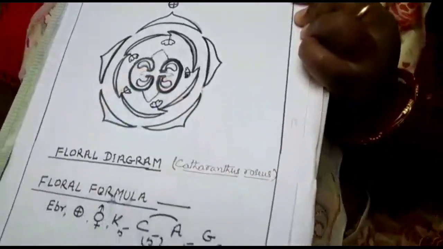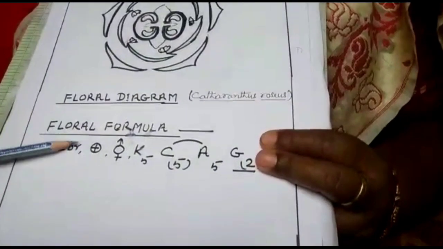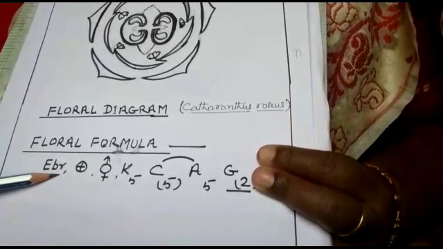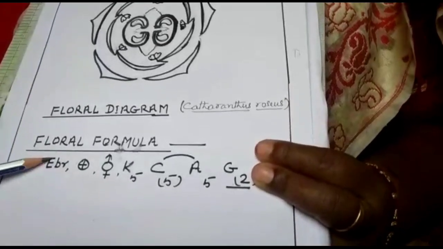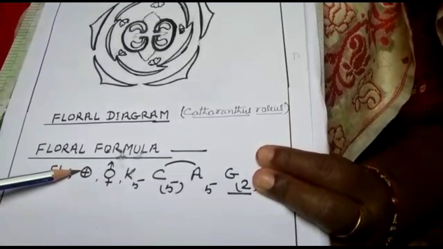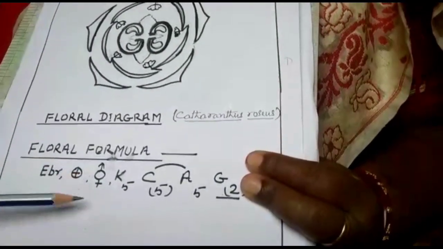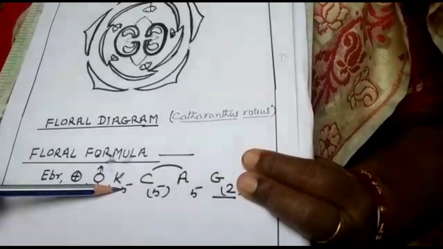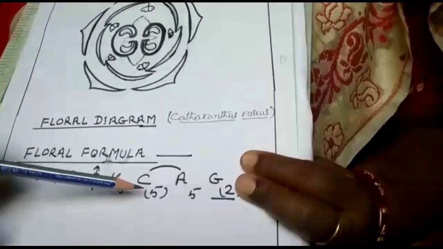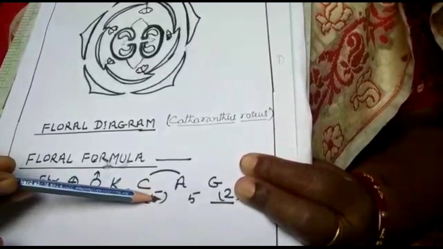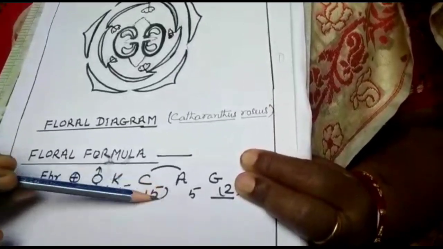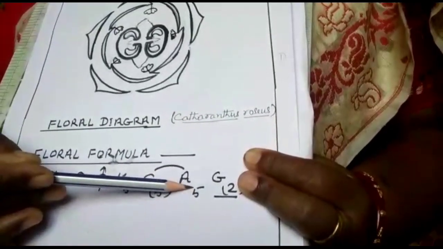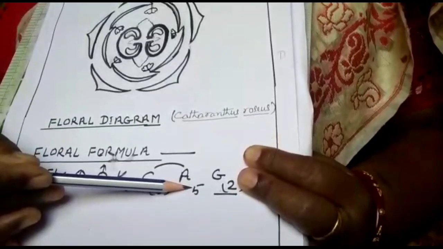Now we see the floral formula of Catharanthus roseus. The flower of Catharanthus roseus is ebracteate. EBR denotes ebracteate. That means bract is absent. Then actinomorphic, then bisexual. Then K for calyx. Here sepals 5, polysepalous means sepals free. Then C for corolla. Petals 5, gamopetalous. A for androecium. Stamens 5, polyandrous. Polyandrous means free. Stamens are free from each other.